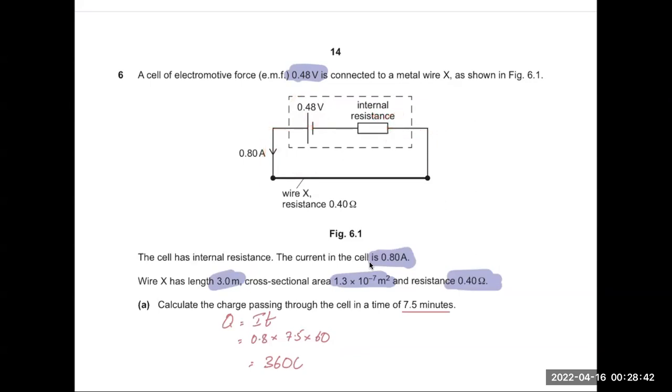In this case, the problem is that there's energy loss or power loss due to this internal resistance. So to calculate the efficiency, the first step is to calculate how much power is lost inside this resistor. And we can do this.